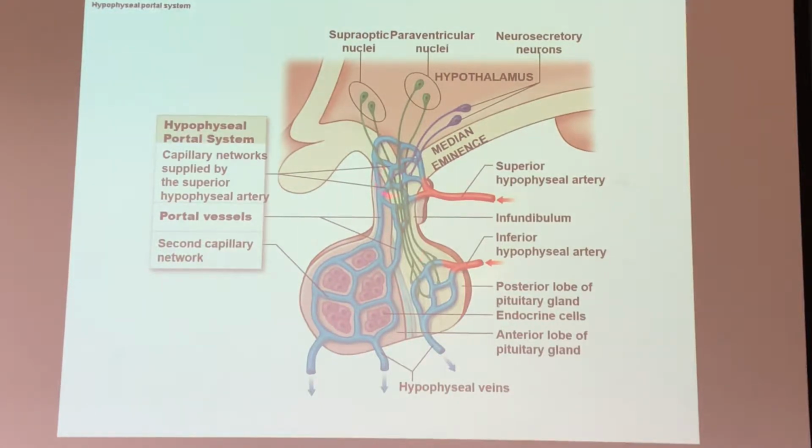Now, for example, this blue one here is controlled by these, and these cells will be releasing the hormones and putting them into the circulation. Same way here, they put them into circulation. There is a hypophyseal portal system, and this means they have a network of blood capillaries, arteries, and veins. These are called portal vessels, and these are the secondary capillary network.